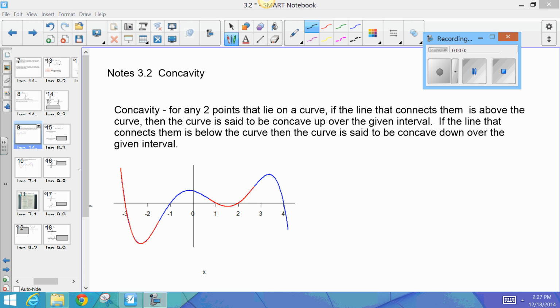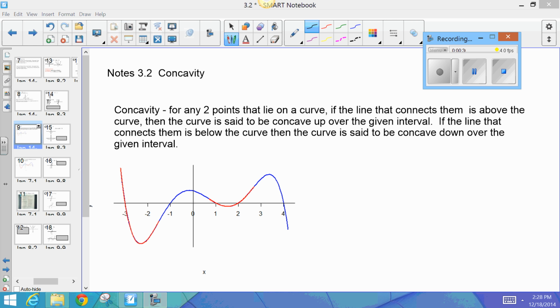This is pre-calculus notes on 3.2 concavity. Make sure you have the definition of concavity. For any 2 points that lie on a curve, if the line that connects them is above the curve, then the curve is said to be concave up over the given interval. If the line that connects them is below the curve, then the curve is said to be concave down over the given interval.